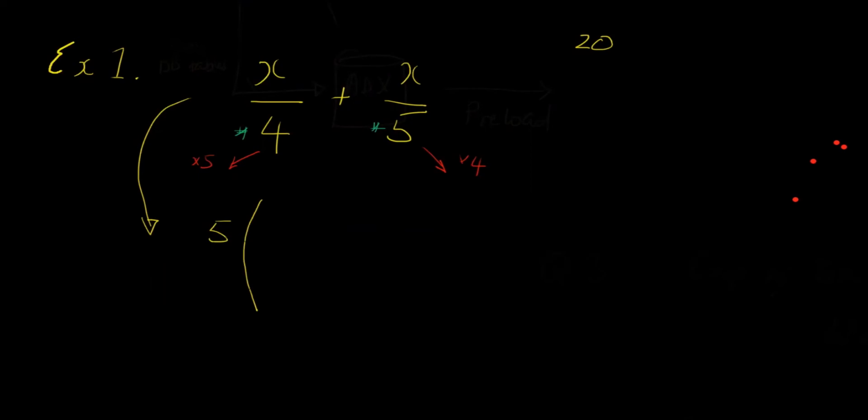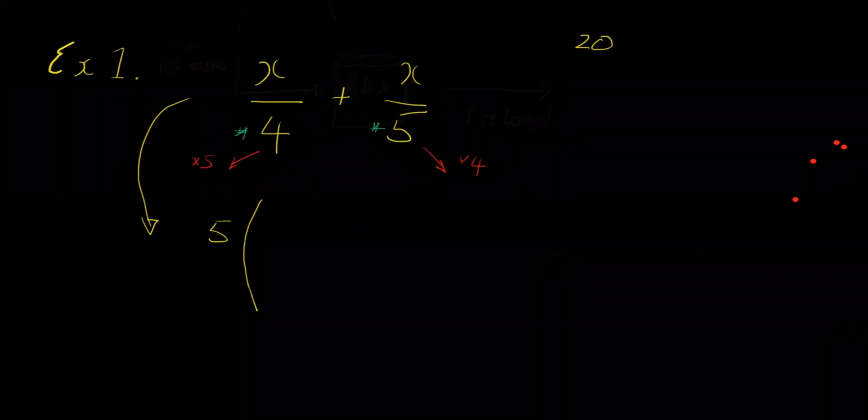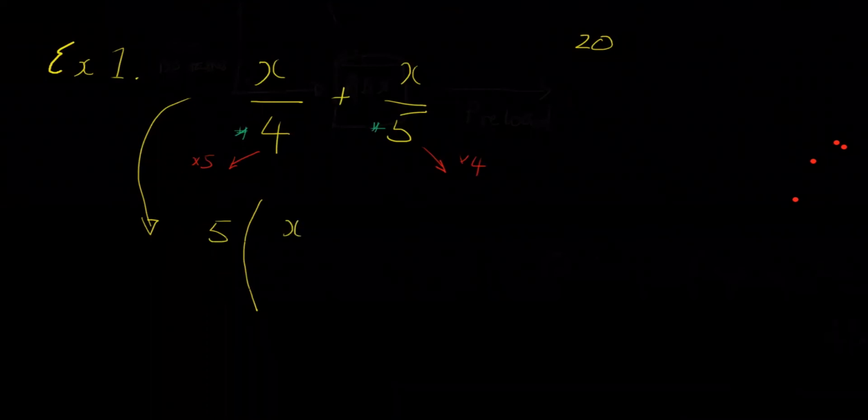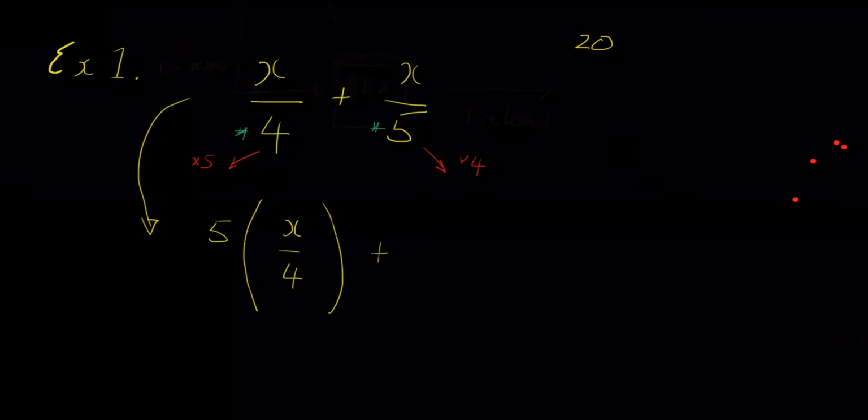Remember what I said last week? We're just rewriting the equation, okay? And I'm just going to put an x over 4 there. That's all I'm going to do. And again, I'm going to rewrite this equation again. I'm just going to put a 4 outside because I've got to multiply everything by 4, okay? And it's going to be an x, and it's going to be a 5 there.